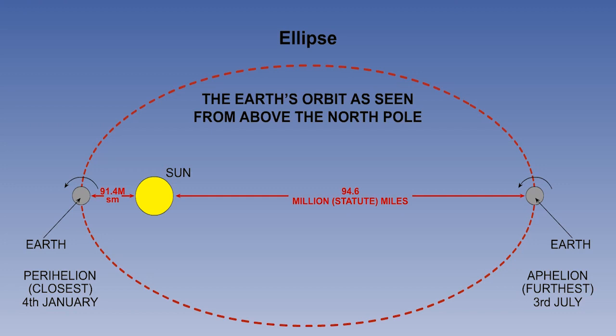In the Northern Hemisphere, early January can be one of the coldest times of the year, but this is the time when the Earth is closest to the Sun. The changing distance from the Earth to the Sun makes very little difference to the amount of heating, so the changes in the seasons must be caused by something else.